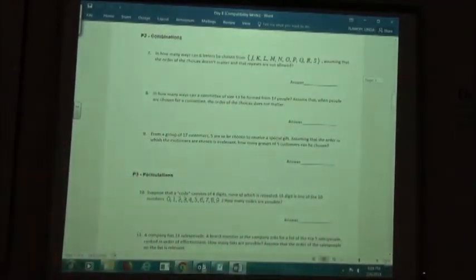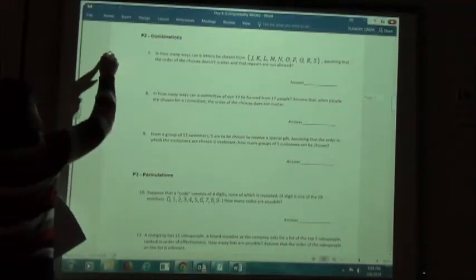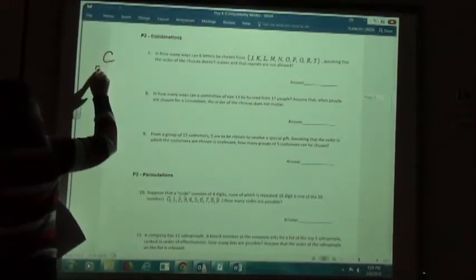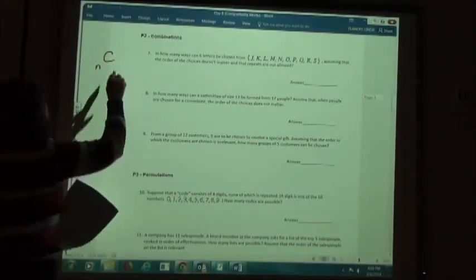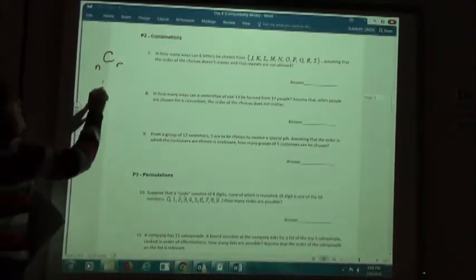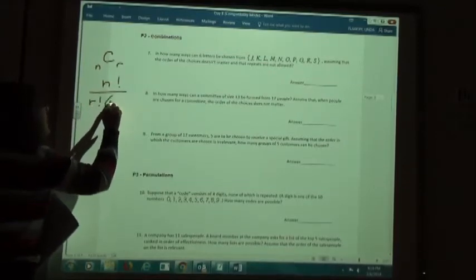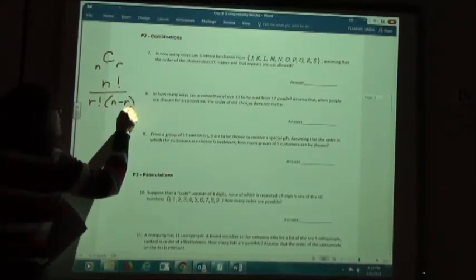Combination. In a combination, the order doesn't matter. If I have red, green, blue, or blue, green, red, it counts as the same thing. The order isn't important. We have a formula for combination. It looks something like this: if I have a combination of n things taken r at a time, I am going to do n factorial over r factorial times n minus r factorial.